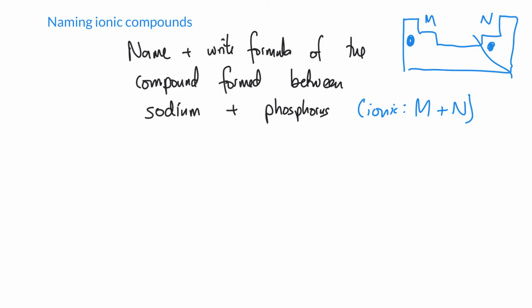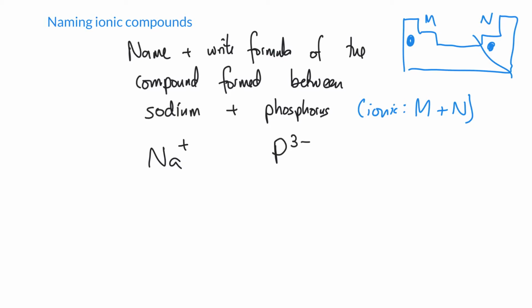How do we know what charge these things have? Well, first of all, we've got to know what symbol sodium is. Sodium is Na. It is in group 1A, so it's going to have a charge of 1 positive. Phosphorus is P, and it's 3 away from the noble gases, so its charge is going to be 3 minus. You might want to pause the video and look at your periodic table and make sure you're happy with those charges. Okay, so we've got to do two things. We've got to write the name, and we've got to write the formula.